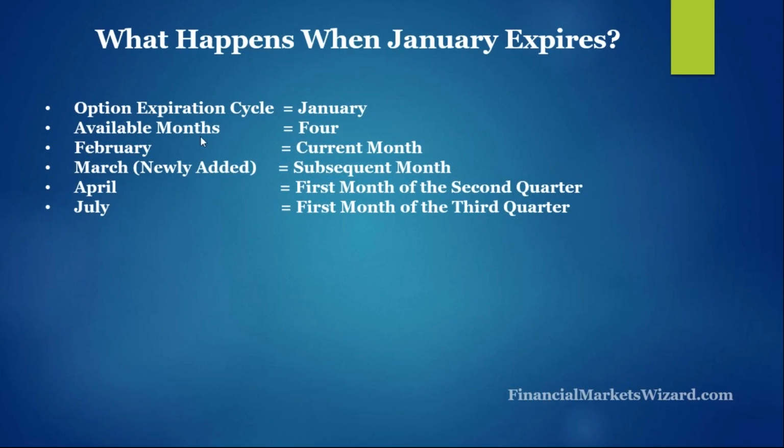So the option expiration cycle is January, because this stock belongs to the January cycle. Available months are always 4. January has expired, so now we have February, and the subsequent month will be March. So this will be added. As soon as January expires, you will see March added, and April and July will be there. There is no change because of the cycle.